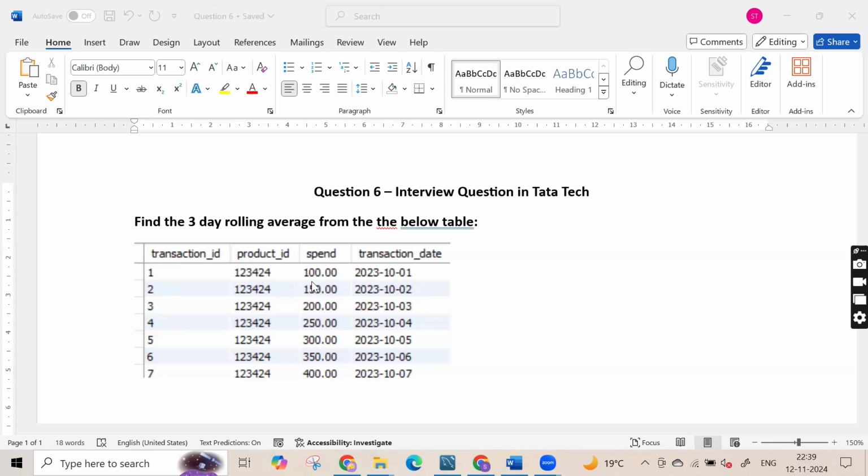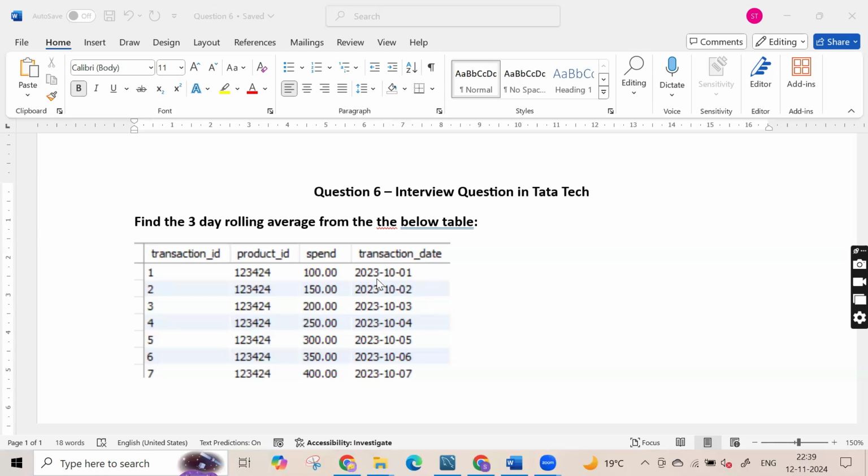then in the next month 150 rupees was taken from selling this product, then 200, and like this. Next to this is a transaction date, and this is a daily transaction date. So you will have multiple dates, and all the dates will have a granularity of 1 day, meaning there is a per day transaction.